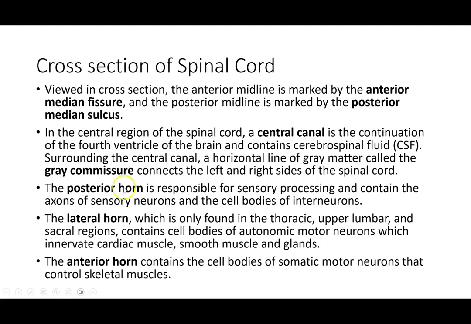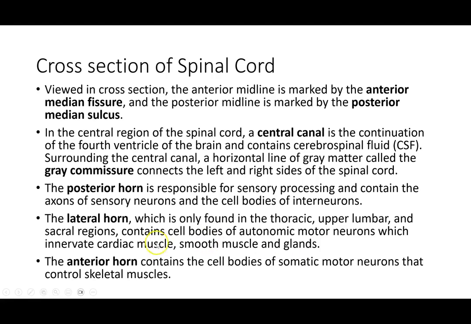So it's going to have a lot of axons for sensory neurons and cell bodies of interneurons, so those integrating neurons that we've discussed before. The lateral horn is actually only found in the thoracic and upper lumbar and sacral regions, so not in the cervical region. This is going to have a lot of cell bodies of the autonomic motor nerves. So this goes to cardiac muscle, smooth muscle, and some glands.